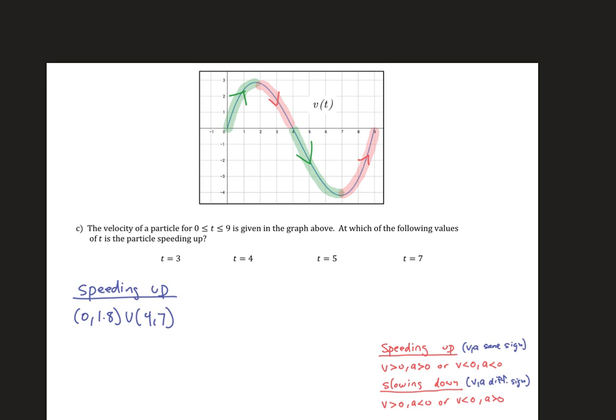All right, and then at 4 the velocity is 0, so it's not moving. Same at 7. At 4 and 7, it's not moving. Seven is a little different, it's changing direction. But really at 5 is the only time where, right here, the velocity is negative and the acceleration is negative at this point, so that means it's speeding up.